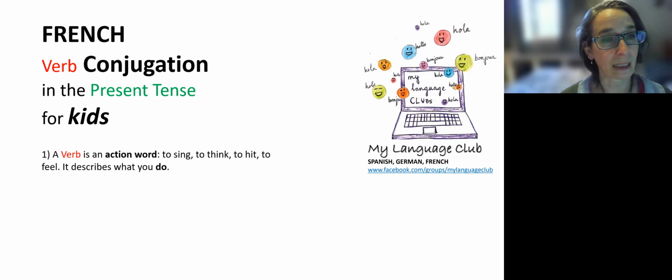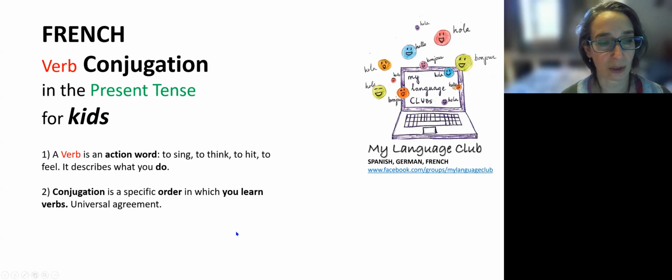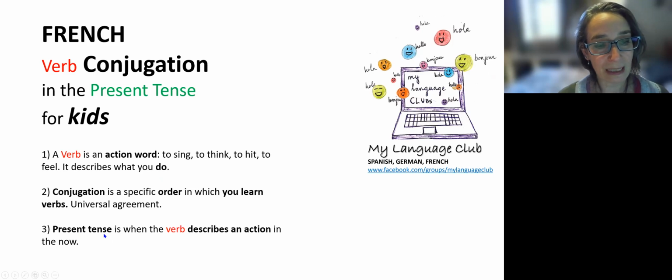Secondly, what is conjugation? Conjugation is a very important grammar principle, but it simply is the order in which you learn verbs. And there's a universal agreement about conjugation. What does that mean? It means that everybody on our planet understands this specific order, which I will be teaching you today.